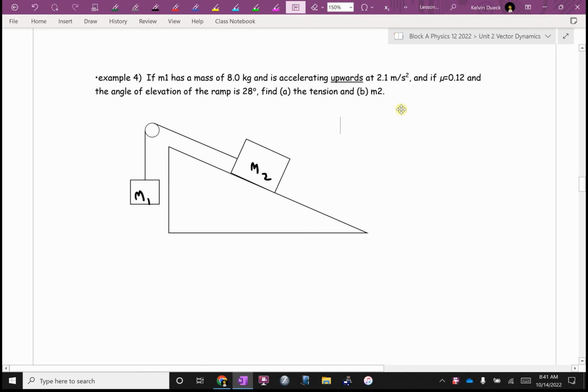So we left off on example 4. This is everyone's favorite, a missing mass question. I was going to say this is about as tough as I'd throw at you. This might be slightly tougher than I'll throw at you, but let's walk through it.